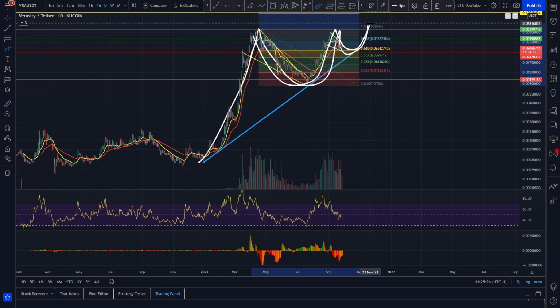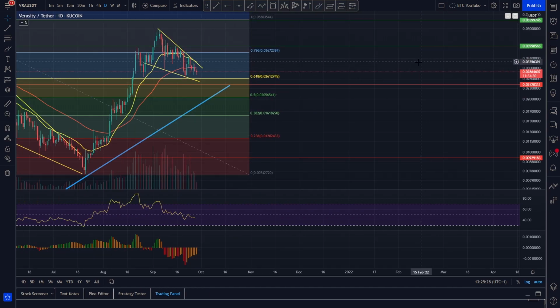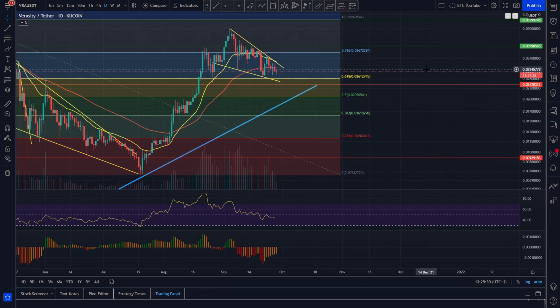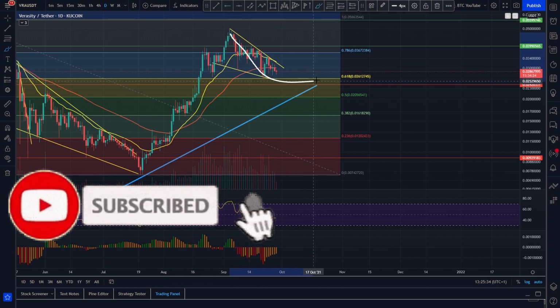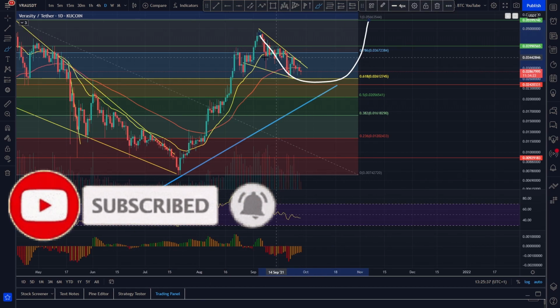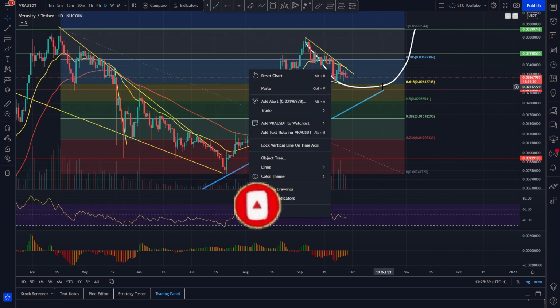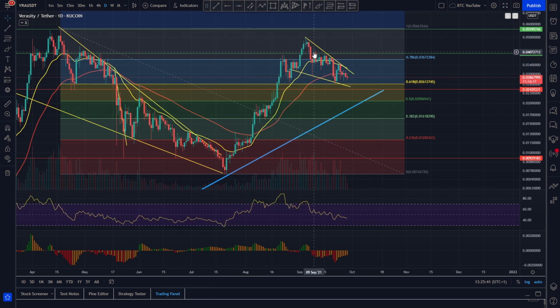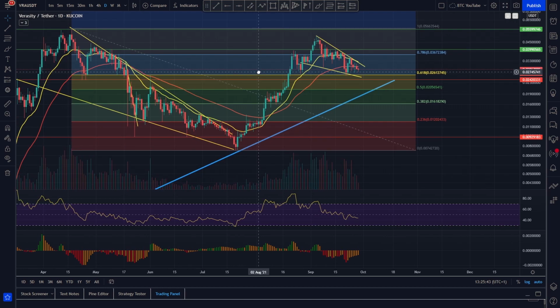We're coming down again, and we're probably going to sweep what looks like the 618, which is what we've been looking for a while with this descending wedge here as well. And if we do something like this, where we come down, we sweep the 618, and we come back up as a good bit of support on the way back up to the upside, we could be looking at a very nice bit of movement to the upside for Verasity pretty soon.